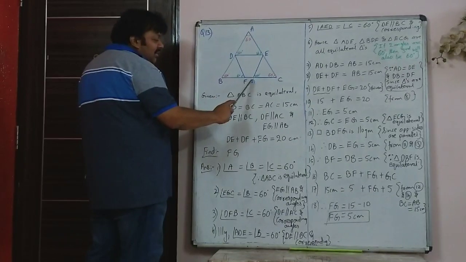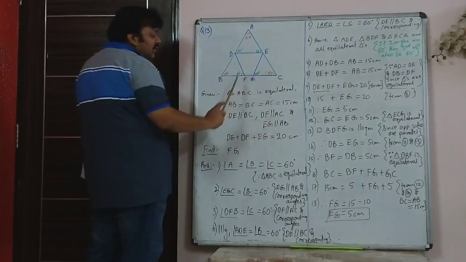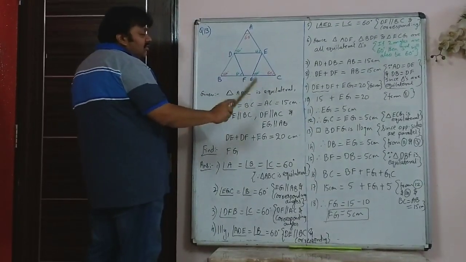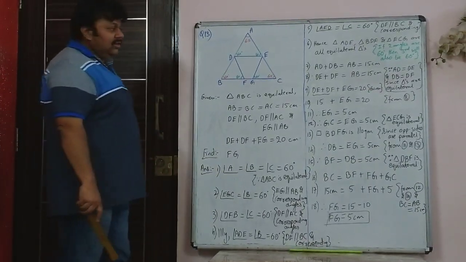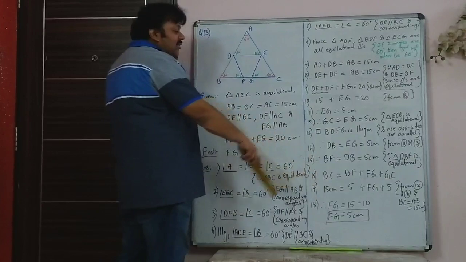So 5 plus FG plus 5 is 15. So you will get FG is 5 centimeter. So finally you are asked to find FG. So all the steps have been written.